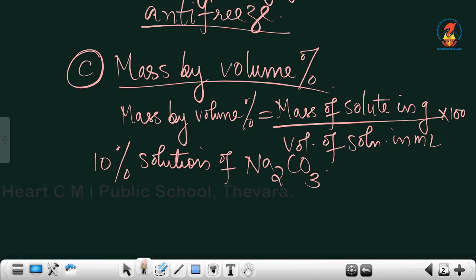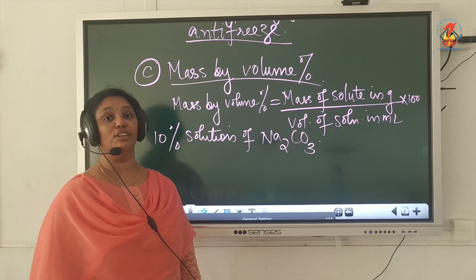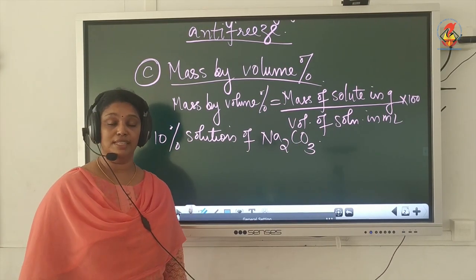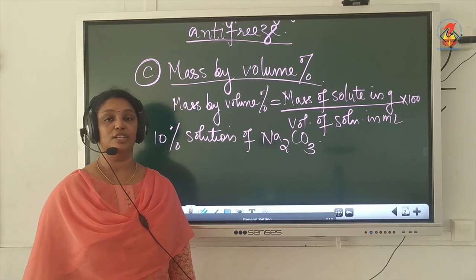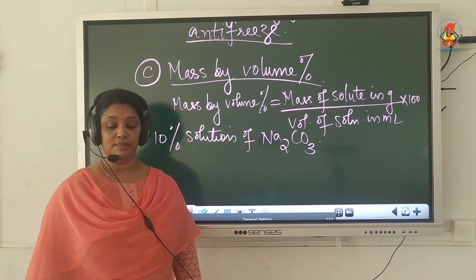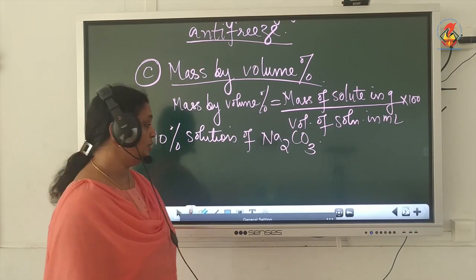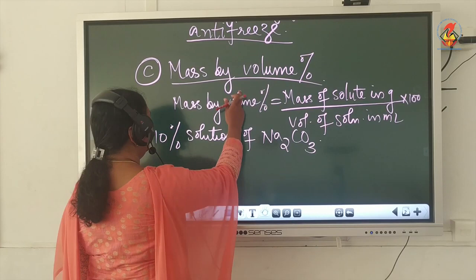So these are the three percentage terms used to express concentration of a solution. First one is mass by mass percentage, second is volume by volume percentage, and third is mass by volume percentage. Okay. Now the next term used to express concentration is molarity.